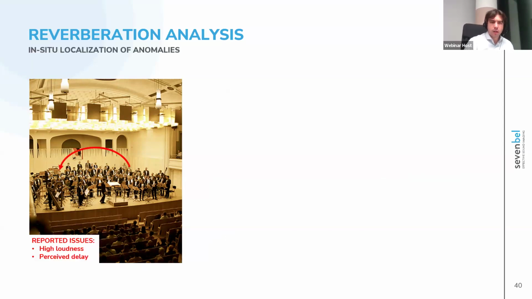So in this particular case, this is a real picture from this concert hall, which is in St. Gallen, Switzerland. There were some reports of very high loudness from the right side, so the people on the left side of the stage area were reporting a very high loudness perceived from the instruments on the right, and also some echoes or a delay or a perception of delay from the instruments on the right by the musicians on the left.